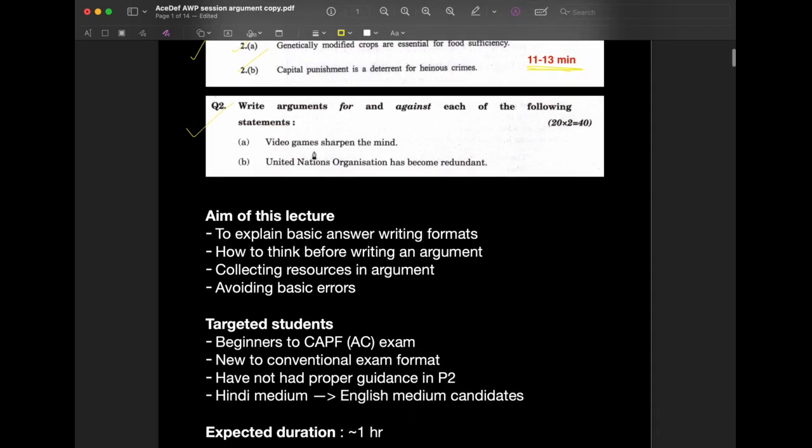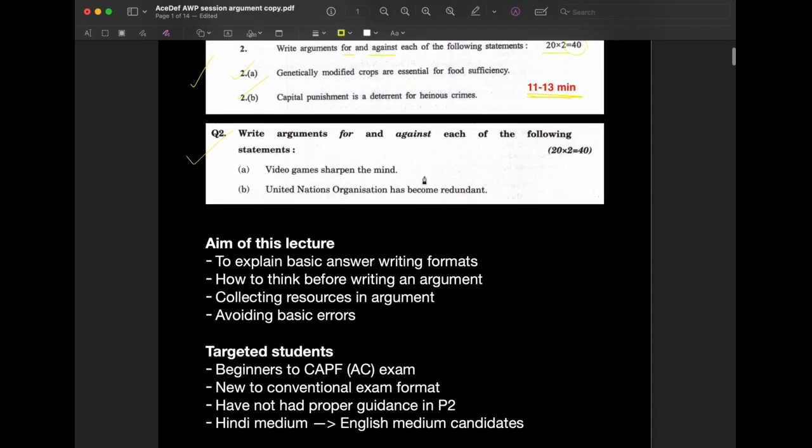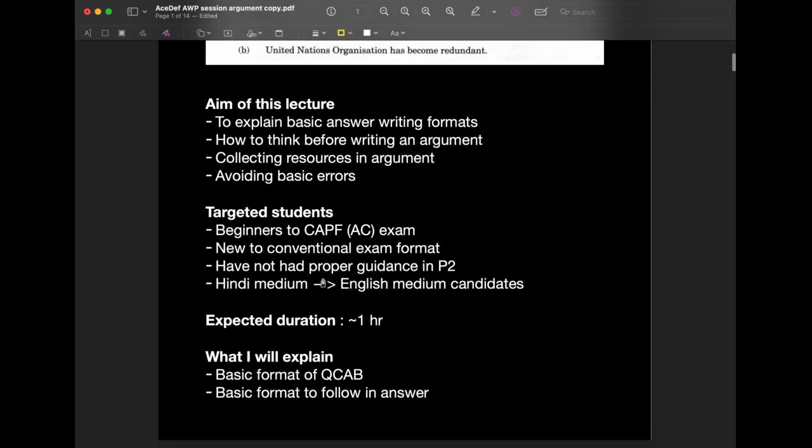Next is the statement that video games sharpen the mind. Now this is not a topic which everyone studies before the exam, expecting it to come. So you may take 1.5 minutes and just roll with the ball, because it's not a very hard topic. And if I recollect correctly, this 2022 topic is very similar to a 2017 question. Leaving that aside, I'll focus on collecting resources in argument.